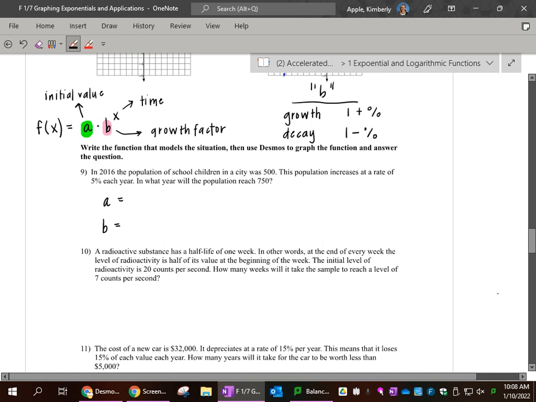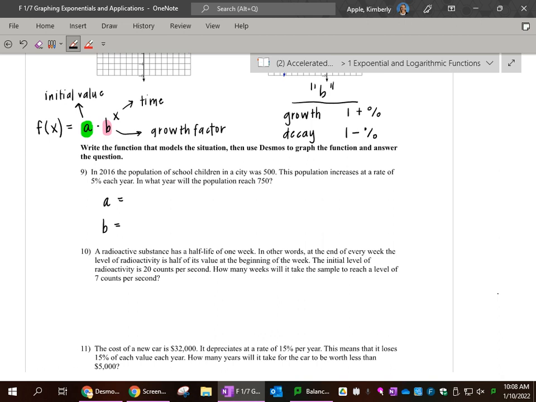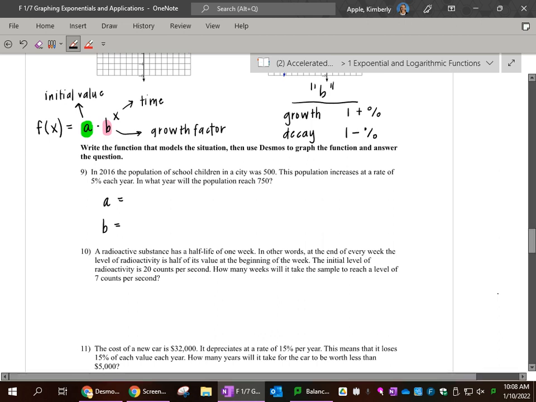Okay? So in 2016, the population of school children in a city was 500. This population increases at a rate of 5% a year. So the first thing I'm going to determine here is, is this a growth or decay situation? Growth, because it says the population is increasing. Good. So that's my first thing. I've got to know that before I find the correct growth factor here. So remember that b is, this is growth, so it's 1 plus the growth percentage as a decimal. What is the percentage of growth? 5%. So as a decimal, that would be 0.05.